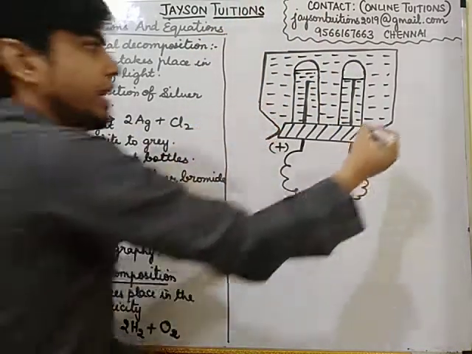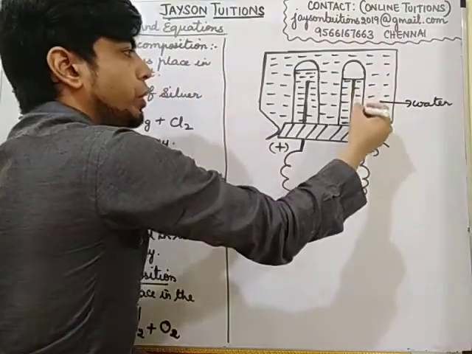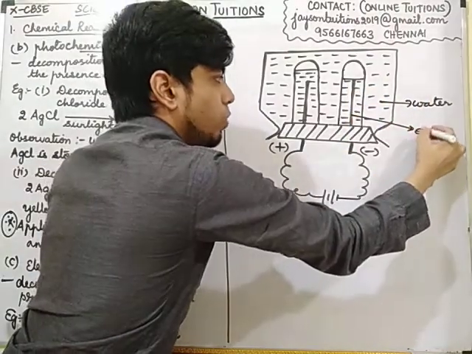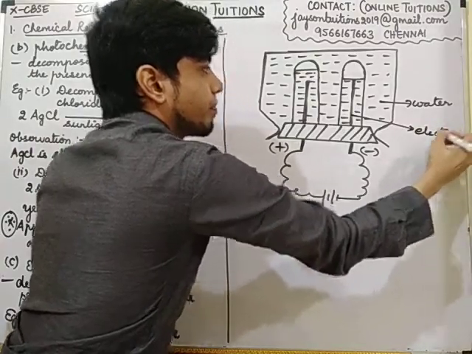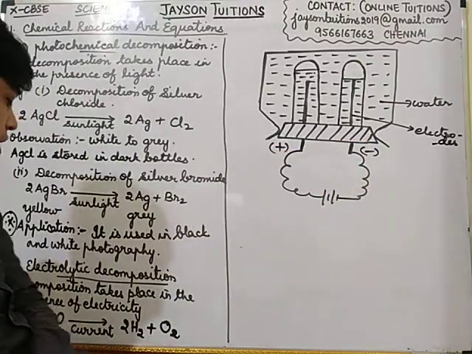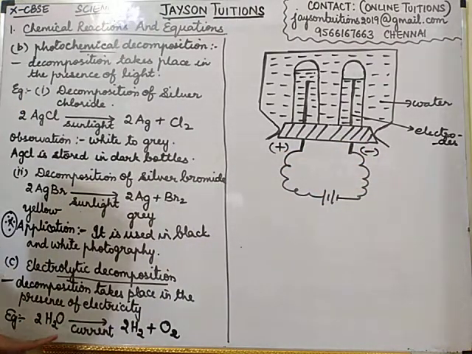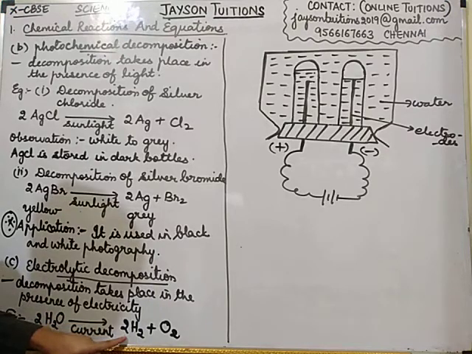Now I am taking water and I am going to pass current in water with the help of the electrodes. So what will happen? The water will get decomposed into hydrogen and oxygen. So hydrogen will be collected in one electrode and oxygen will be collected in another electrode.